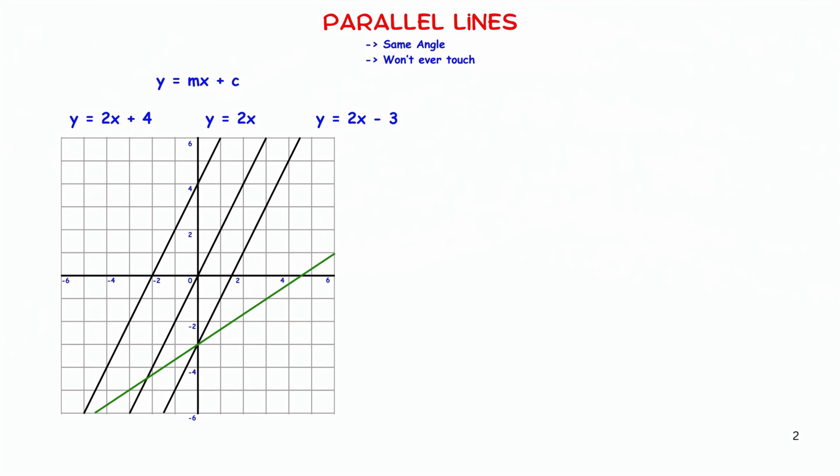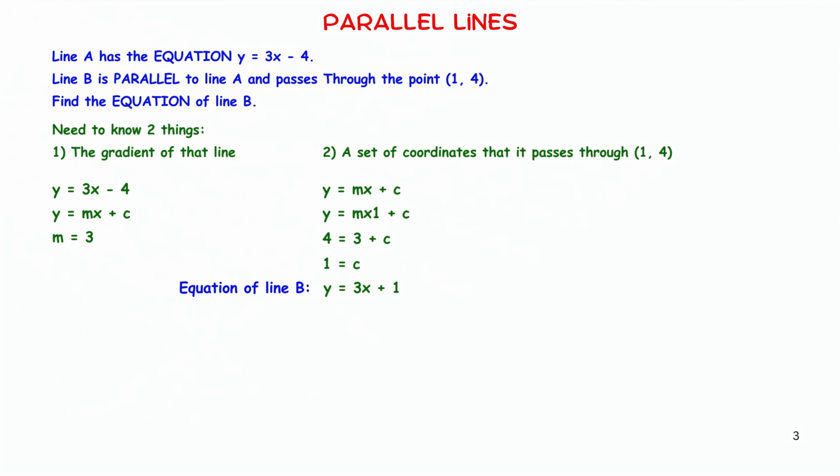In exams, one of the common questions you'll get in this topic is something like this. Line A has the equation y equals 3x minus 4. Line B is parallel to line A and passes through the point (1, 4). Find the equation of line B.